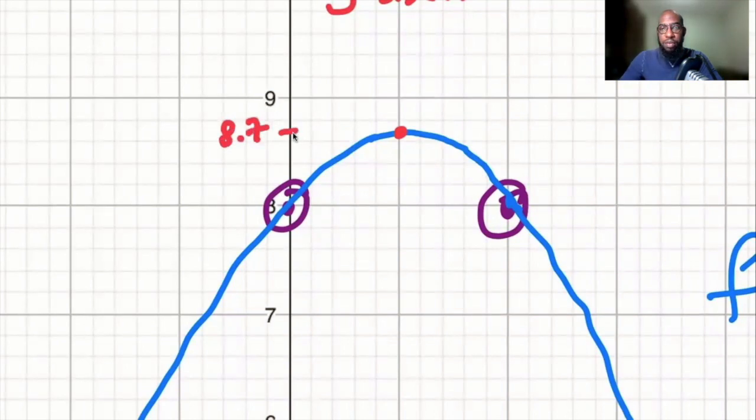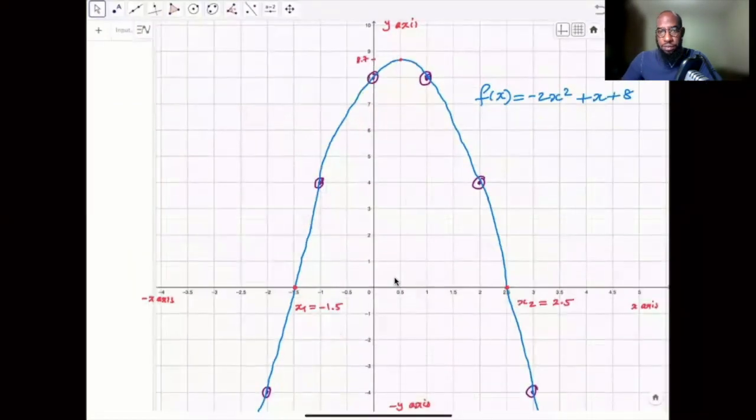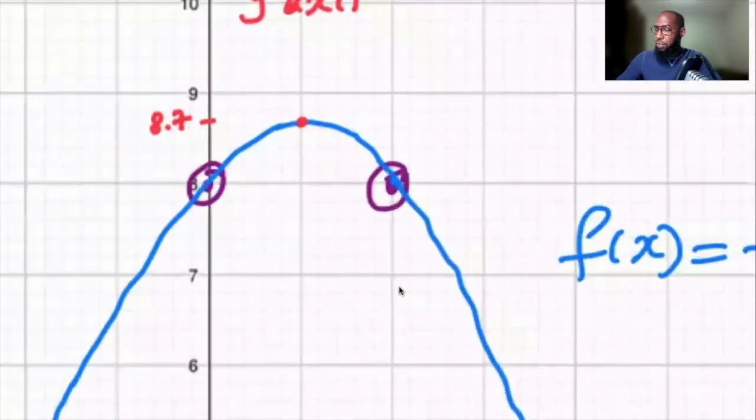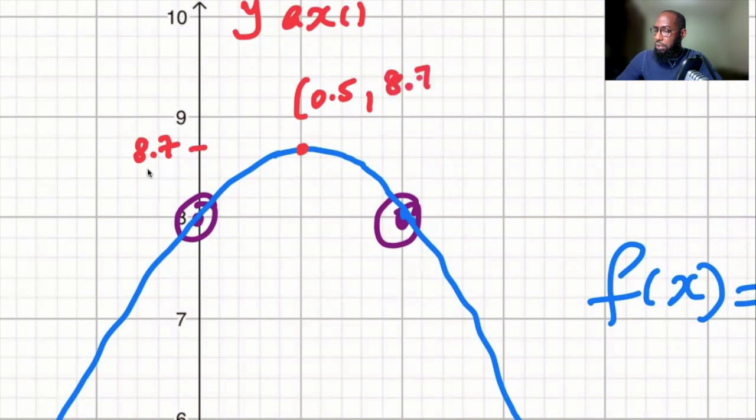This is 8.7. Now, what is the x? The x is 0.5. Remember coordinate, you have the x first and the y after. So that is the point or the coordinate that you want to get. So x is 0.5 and the y value is 8.7. So the maximum point is 0.5, 8.7.